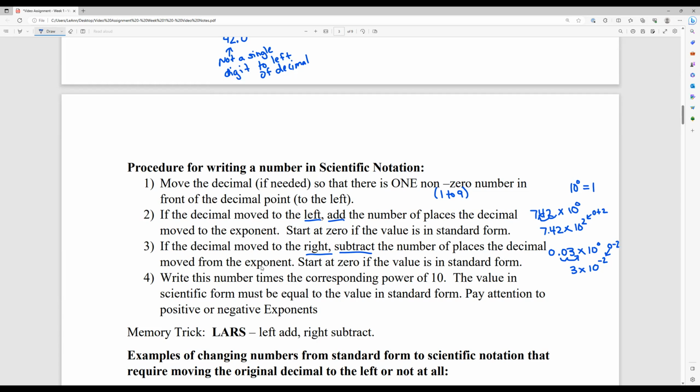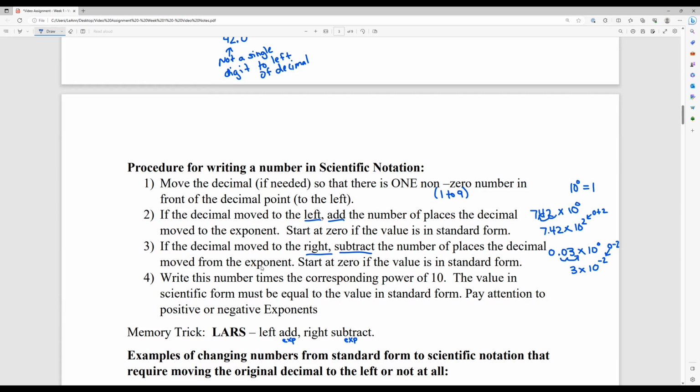So that can get a little tricky sometimes, thinking, okay, when do I add, when do I subtract? So we have this nice little mnemonic device or memory trick down here. It says LARS. If we move a decimal to the left, we need to add to the exponent the number of places you moved it. So you don't just add a 1, you add how many places we moved it to the left. And if we're going to the right, we're going to subtract the number of places we moved from our exponent.